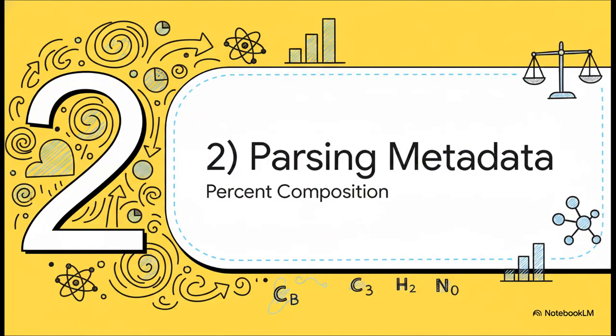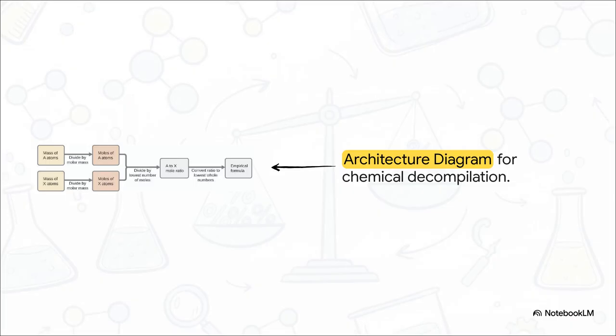Moving on to Section 2, parsing the metadata, percent composition. Taking a look at the system architecture diagram we've got here, you can clearly see our exact logic path. We initialize our reverse engineering algorithm by parsing the percent composition. You can basically think of this percent composition as the elemental metadata of our sample, literally the percentage by mass of each element present. But percentages are just raw data bytes.